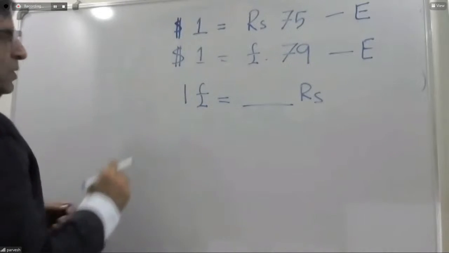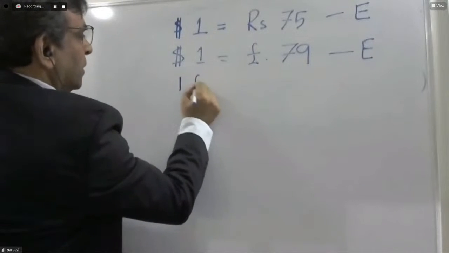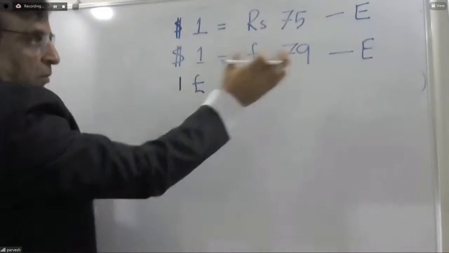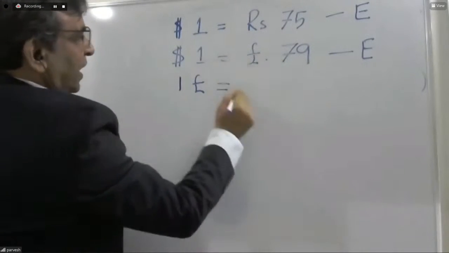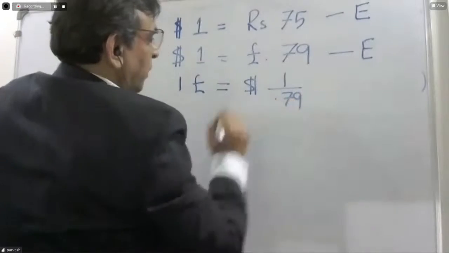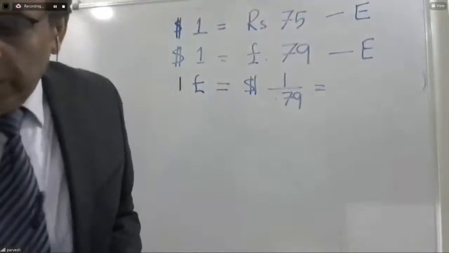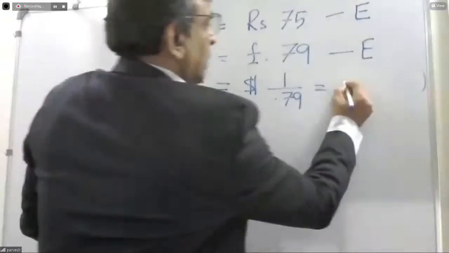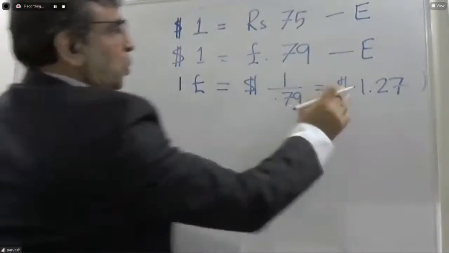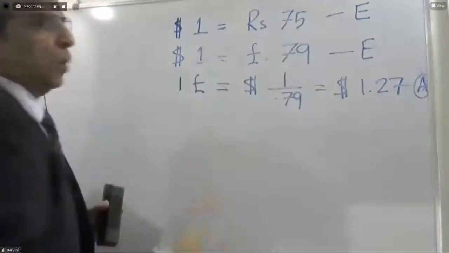Which means here we have to calculate 1 pound, because after buying dollars from India, I'd like to buy pounds from England. So I must know what the rate is in terms of dollars, which will be 1 divided by 0.79. So 1 pound will be equal to that. If I solve this, I'll get $1.27. So now this quote has become American. I've converted the European quote to American.